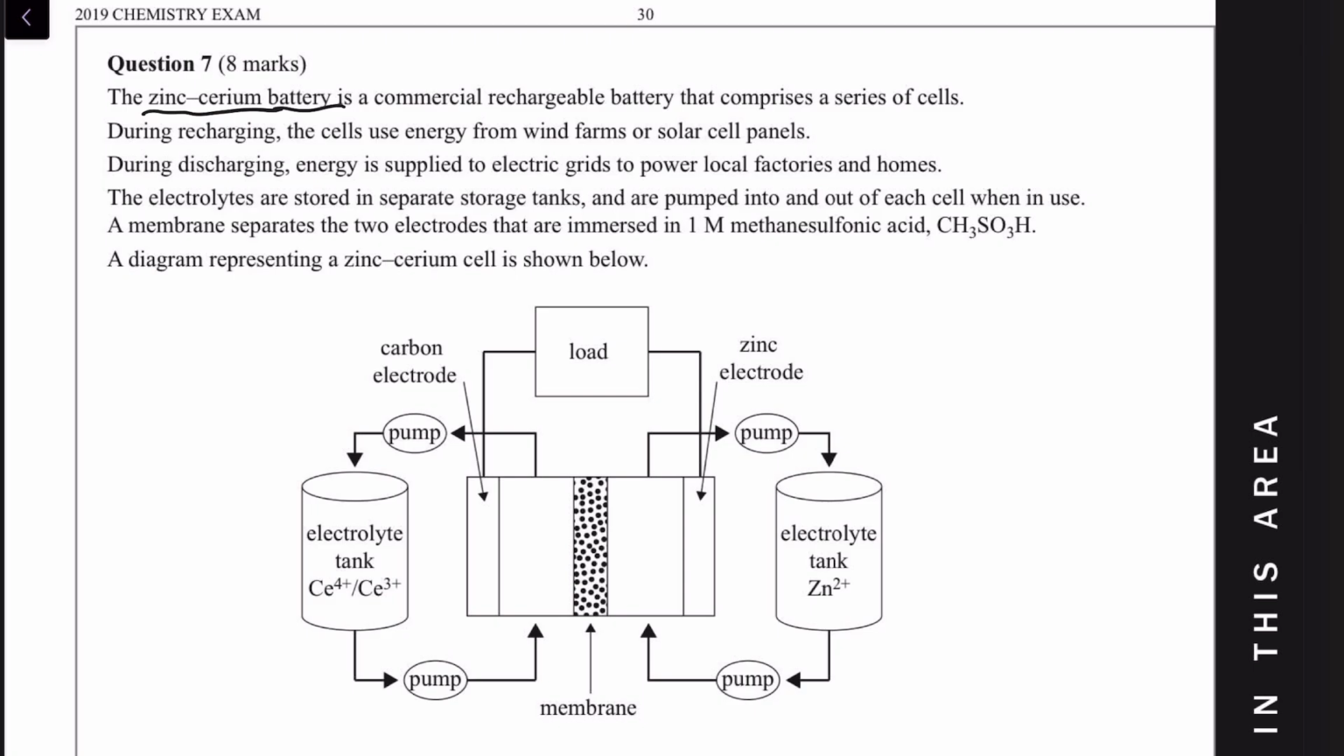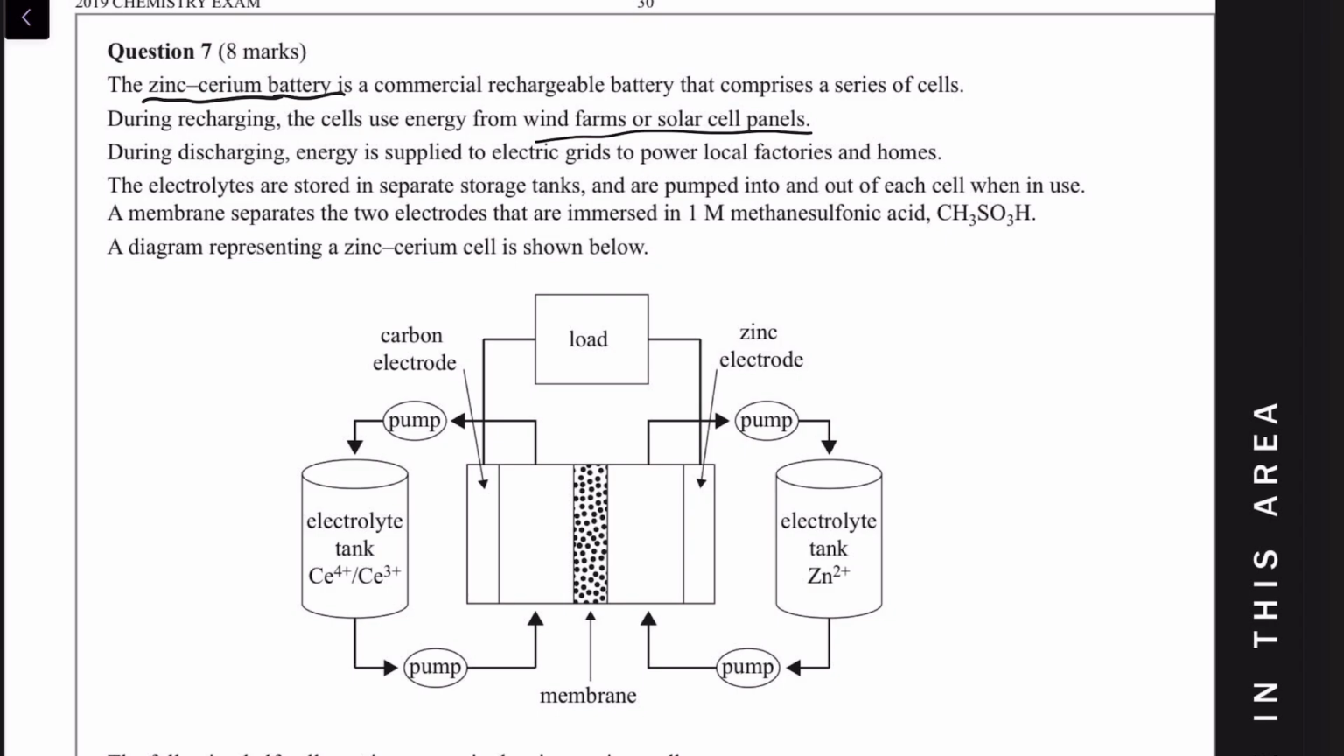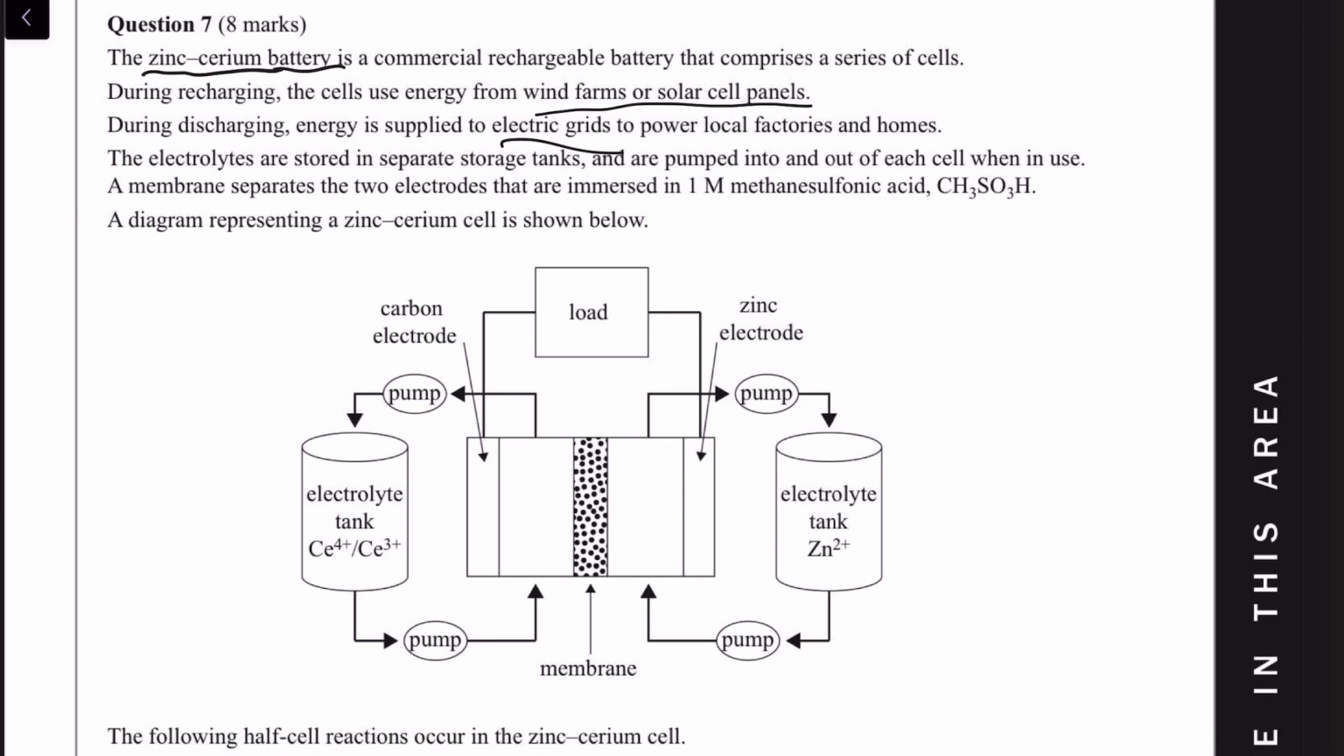During recharge, the cell uses energy from wind farms or solar cell panels. So it could be talking about some renewable energy, and maybe you can mention it as one of the advantages of fuel cells. During discharge, energy is supplied to the electric grids. Okay, so this is good. Essentially we have this battery that can supply power to homes when the sun is not shining and wind is not blowing.